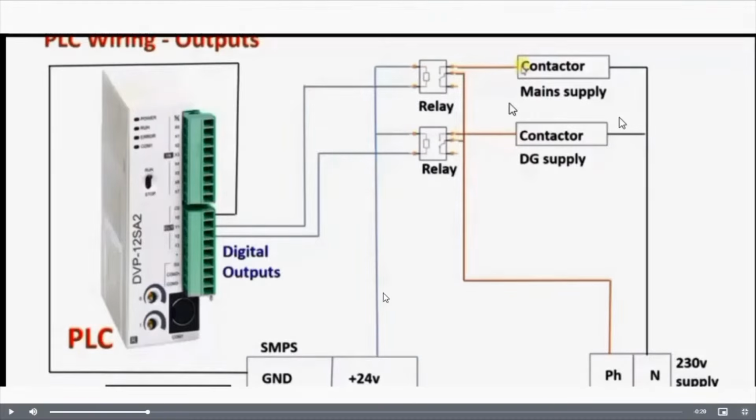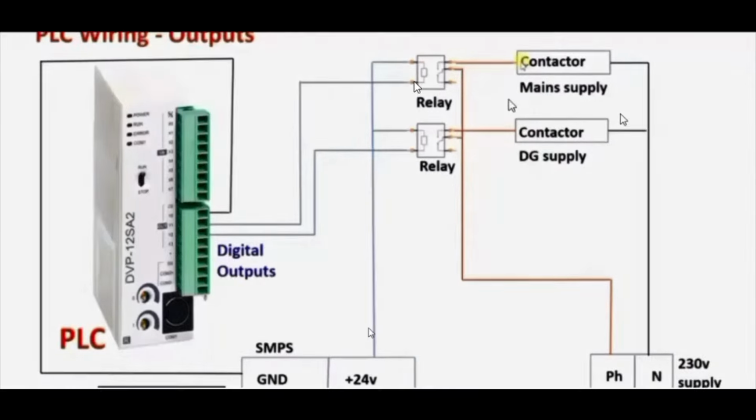Next, we connect one terminal of each relay to the 24 volt supply, and the other terminal of relay 1 we connect to output Y0, and relay 2 we connect to output Y1.